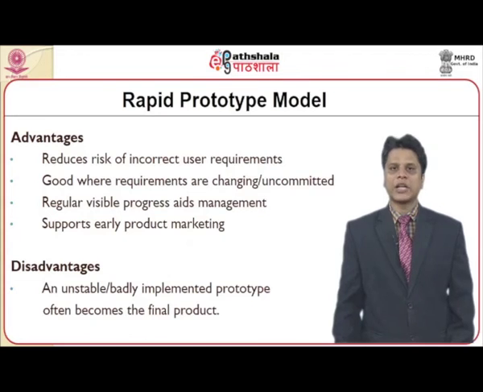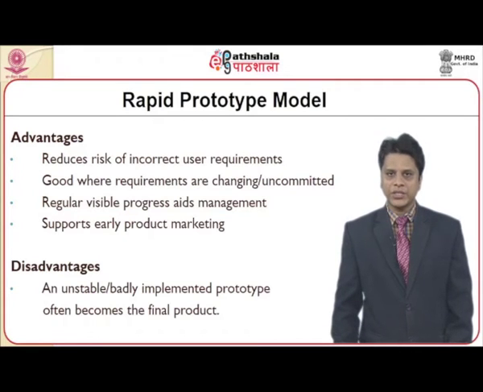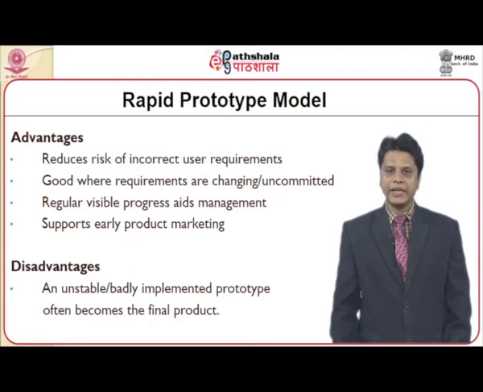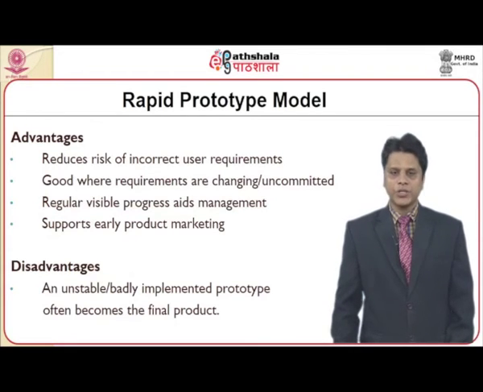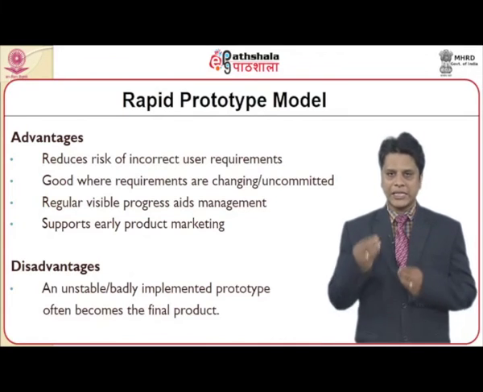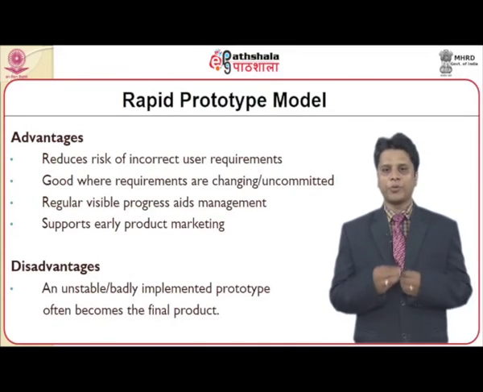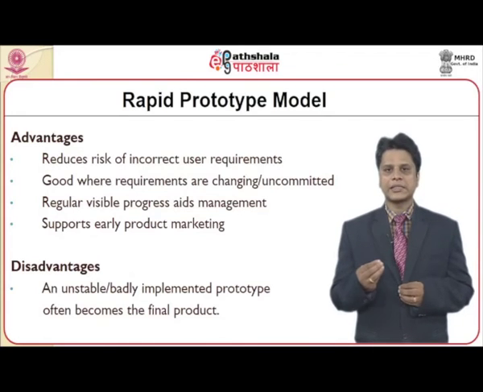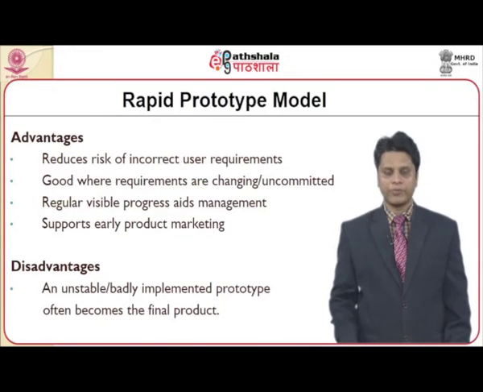Some of the advantages of this rapid prototyping model include: it reduces the risk of incorrect user requirements, it is good where the requirements are changing and uncommitted, regular visible progress aids management, and it supports early product marketing. The disadvantages are that an unstable, badly implemented prototype often becomes a final product. Since it is found to be unstable many times, some badly implemented prototypes can also be delivered as a final product towards early marketing, which seems to be a major drawback with this particular system.